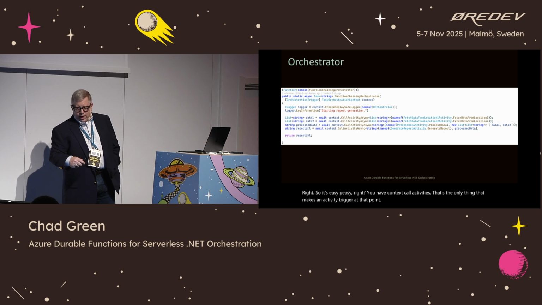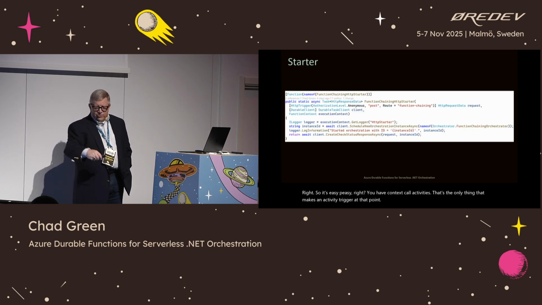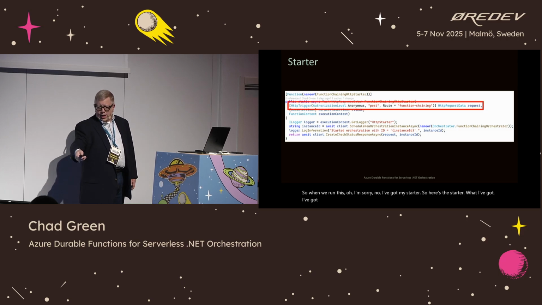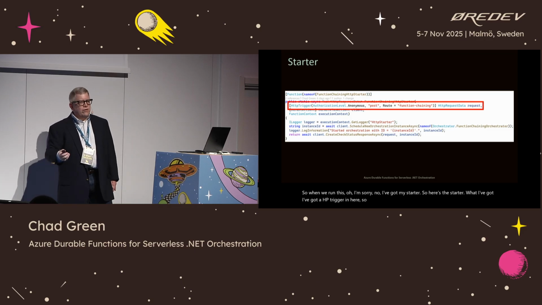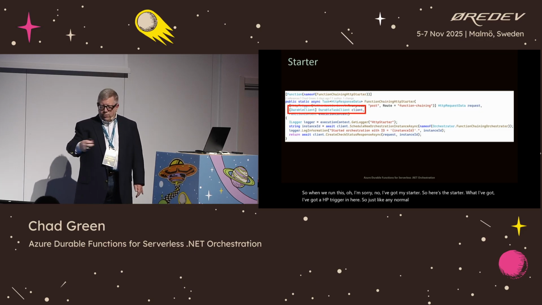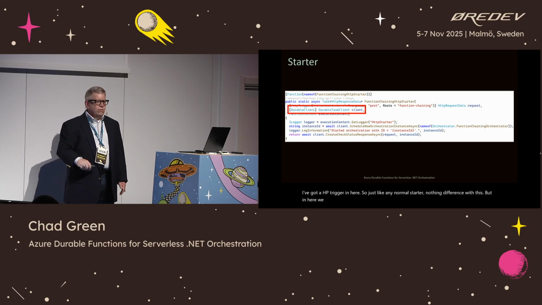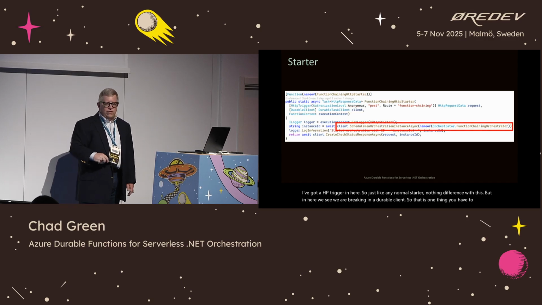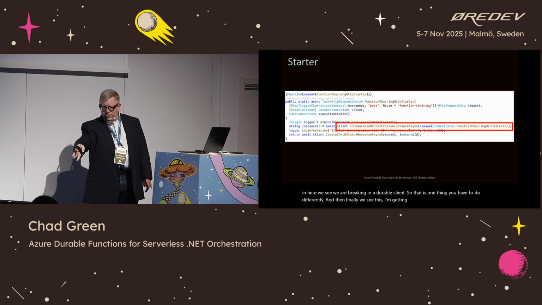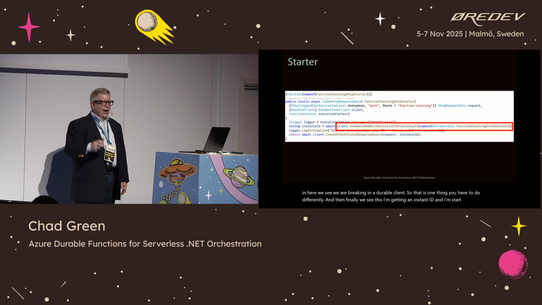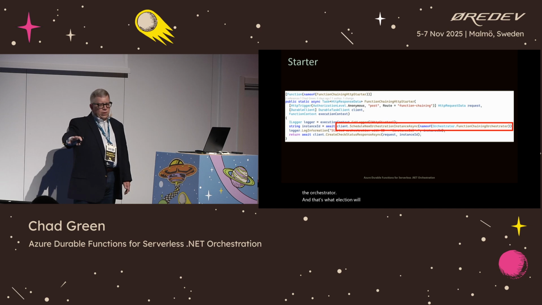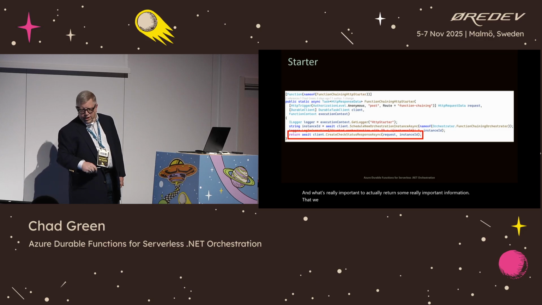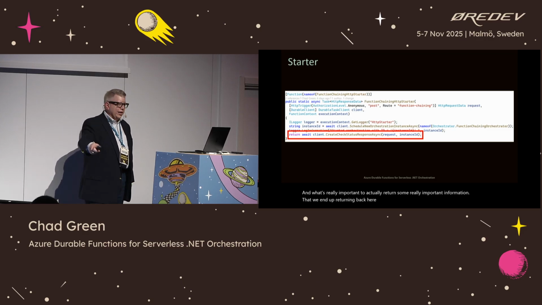So when we run this, I'm sorry, no, I've got my starter. So here's the starter. I've got an HTTP trigger in here. So just like any normal starter, nothing different with this. But then here we see we are bringing in a durable client. So that is one thing you have to do differently. And then finally, we see this. I'm getting an instance ID, and I'm scheduling the orchestrator. And that's what actually will start that work. And what's really important, it actually returns some really important information that we end up returning back here in this check status, right? And we're about to see this.